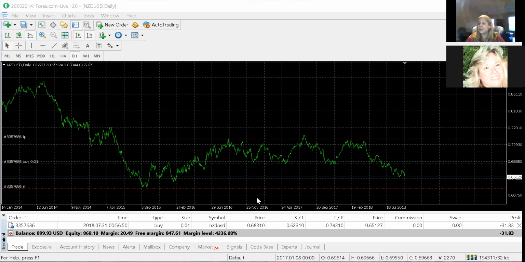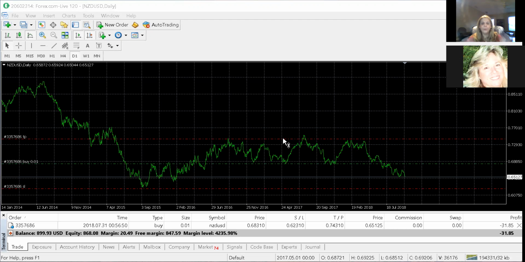This chart has only the entry price, which is there, and with New Zealand USD, the entry price is 0.68310. My stop loss is here, and it's at 0.62310, and my take profit is here, which is at 0.74310.